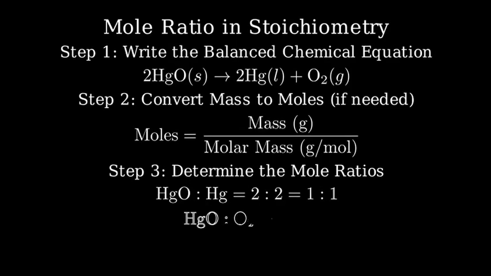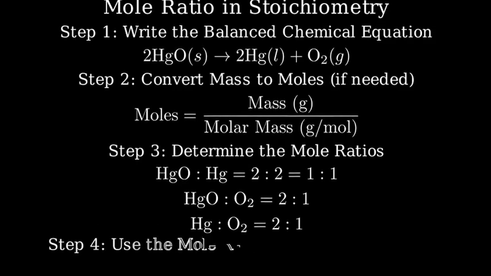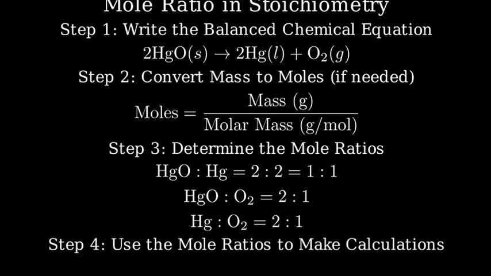In our reaction, the mole ratio of HgO to Hg is 2 to 2, or 1 to 1. The mole ratio of HgO to O2 is 2 to 1, and the mole ratio of Hg to O2 is also 2 to 1. Step 4. Use the mole ratios to make calculations.